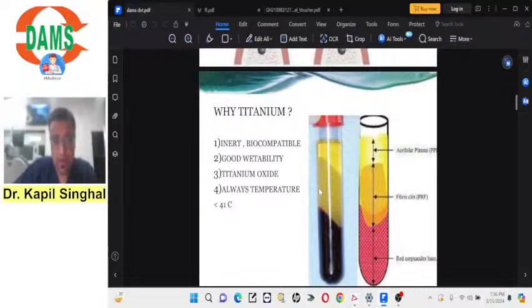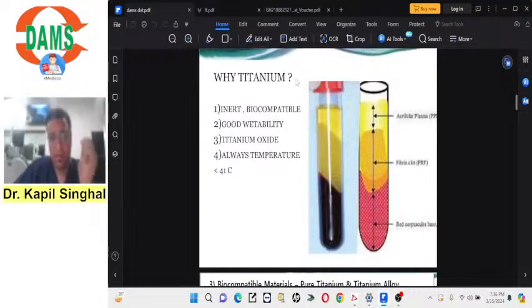Okay. Now I told you about why titanium, because of its biocompatibility and good wettability, and I told you about PRF. This is when the blood is centrifuged at 3000 RPM for 10 minutes. It is divided into 3 layers. The bottommost layer is RBC, the middle layer is PRF, and the topmost layer is PPP, that is platelet poor plasma. It's a very important question that they have asked sometimes before in the exam. They may ask it again.